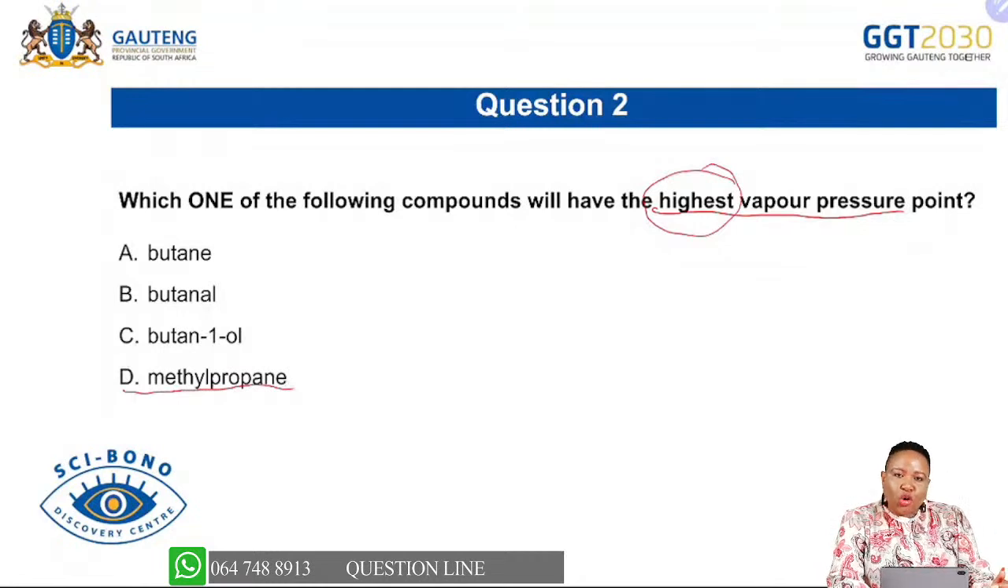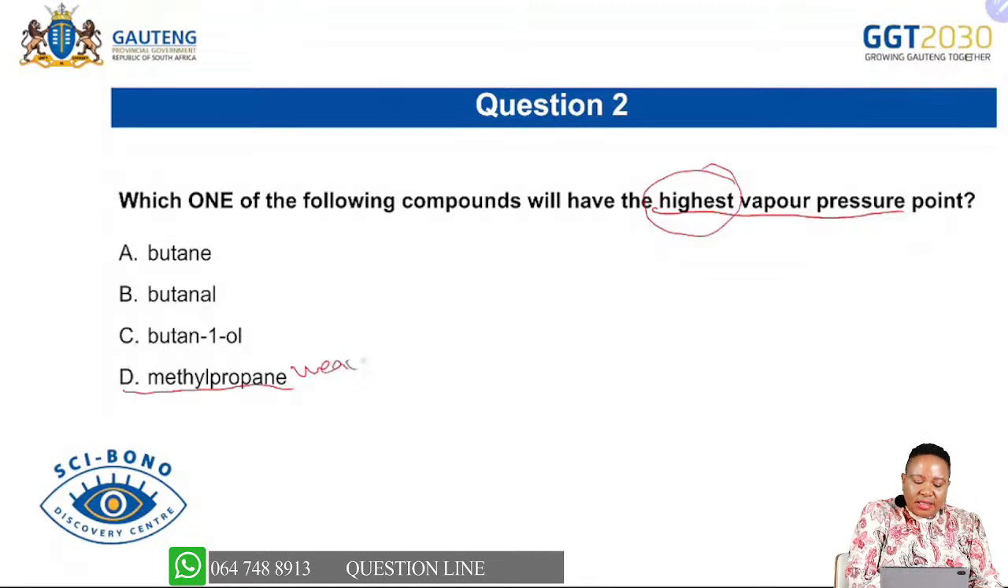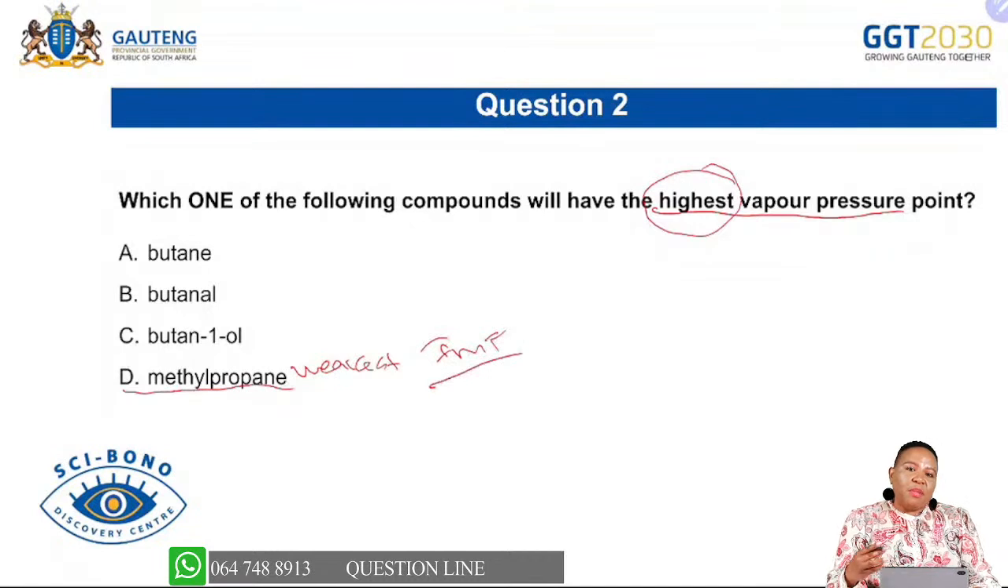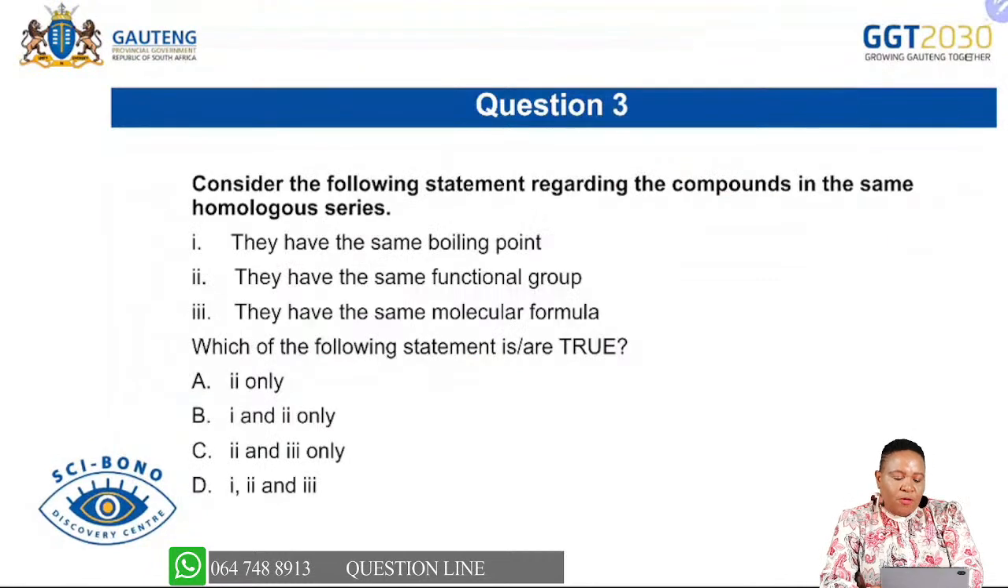Of the boiling point. So don't be confused by saying highest vapor pressure and think about stronger intermolecular forces. Highest vapor pressure means there is a weakest intermolecular forces. I'm just writing IMF because of time, but during examination, we don't expect you to write IMF. You must write in full intermolecular forces.